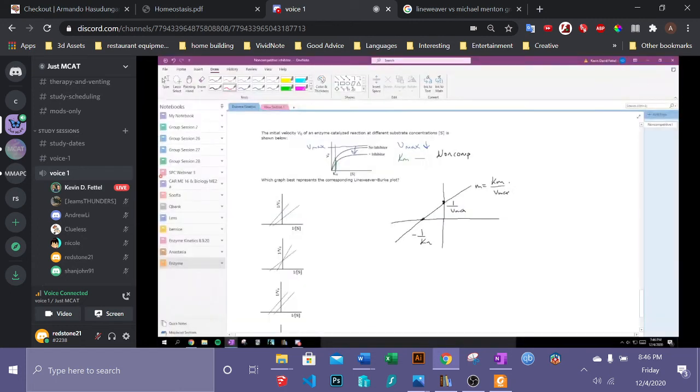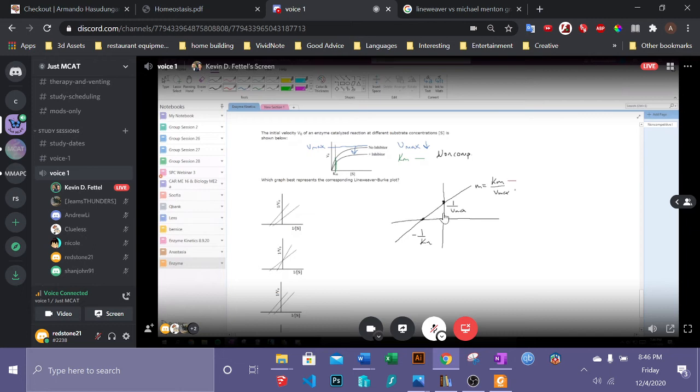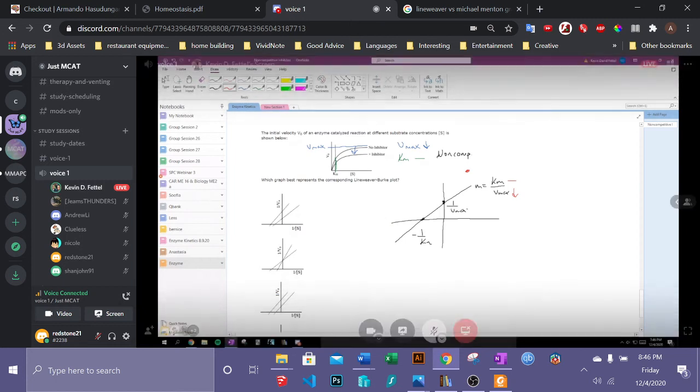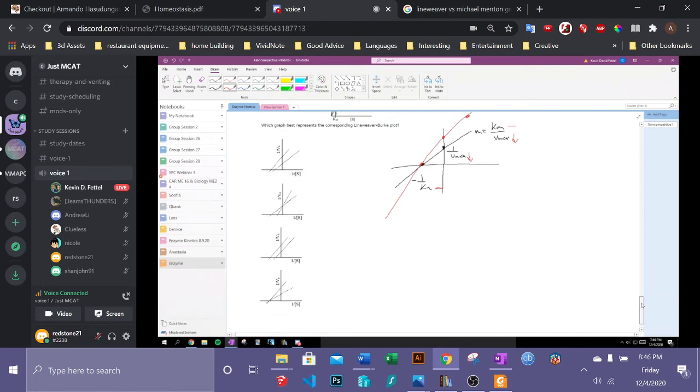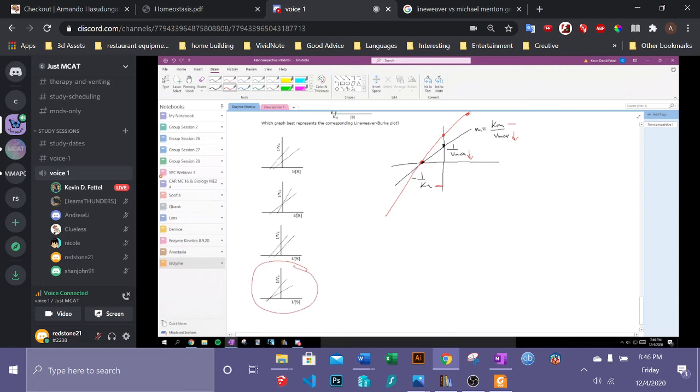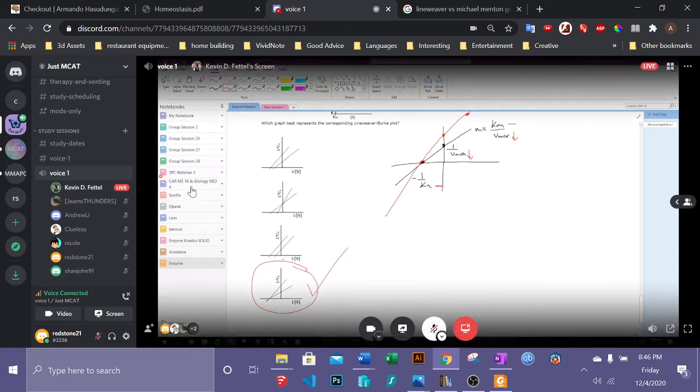Simple as that. So Km stays the same. Vmax goes down. So that means we've got a dot further up. Vmax goes down, so this dot's going to be slightly up. And Km didn't change, so the dot stays on top. All we got to do is connect the dots. Okay, and of those graphs, which one follows suit? Like you guys said, it's D. So that's the correct answer. Awesome job. Everybody got that right.